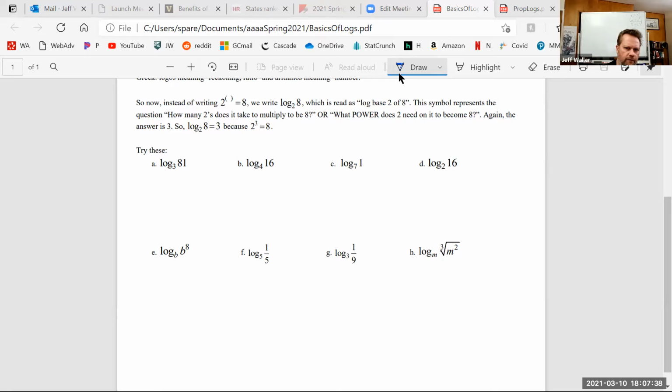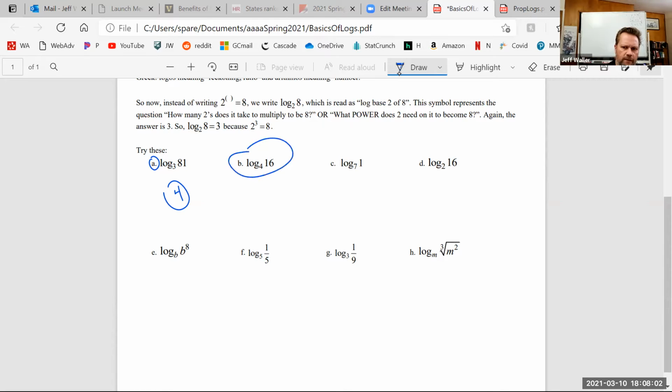What did you guys get for part A here? 4. Yeah. Why? Because 3 to the 4 power is 81. I need 4 3s to multiply to be 81. Done. Logs are no big deal. They are powers. It's what power you need to make the base the thing on the inside.